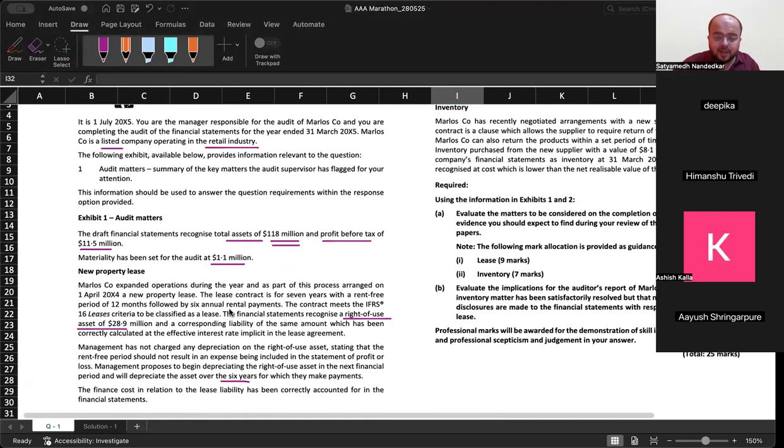Now there is a 9 mark subpart here. That 9 mark subpart is on leases. The remaining 7 mark subpart is on inventory.